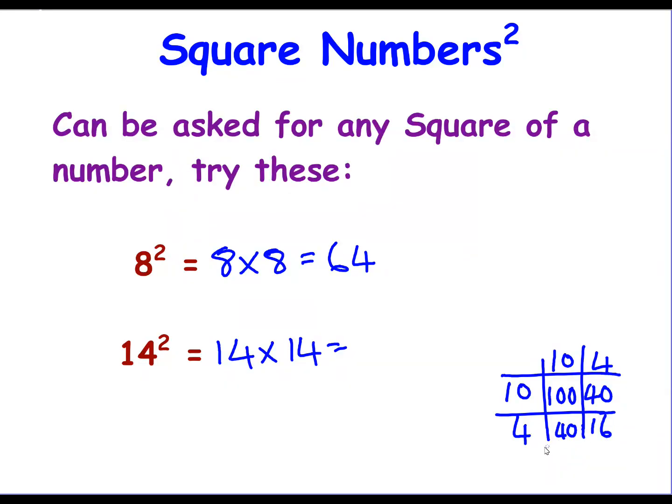Now, all we need to do is add these numbers together. So 100 plus 40 is 140, and 40 plus 16 is 56. So 140 plus 56 is 196.